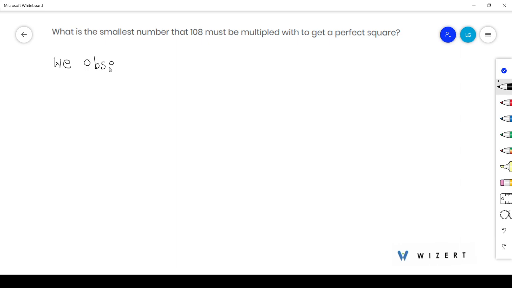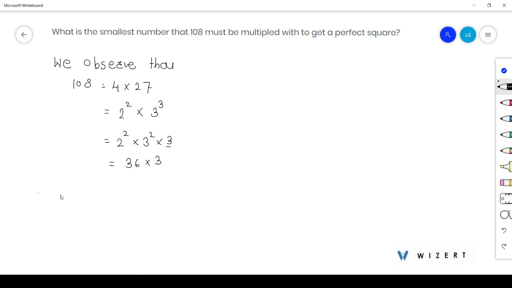Now, we can observe that this 108 can be represented as 4 into 27. This 4 is the square of 2, and this 27 is the cube of 3. So this is 2 square into 3 square into 3. So this is 4 into 9, it means 36 into 3, and that 36 is the perfect square.